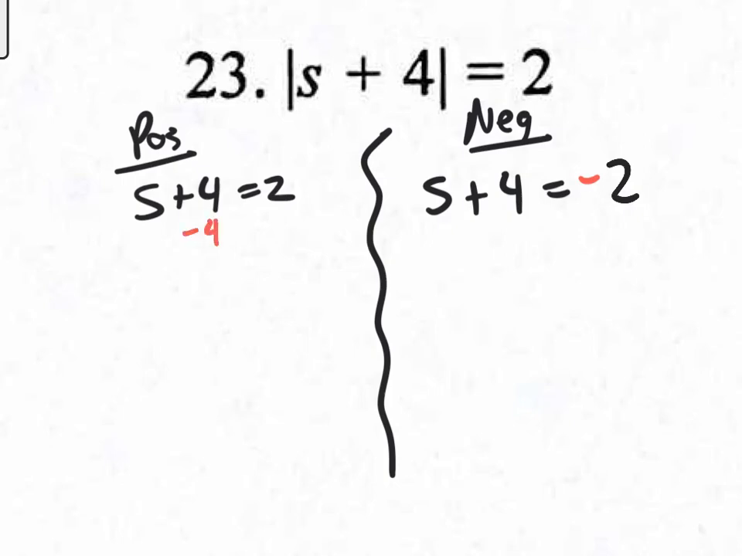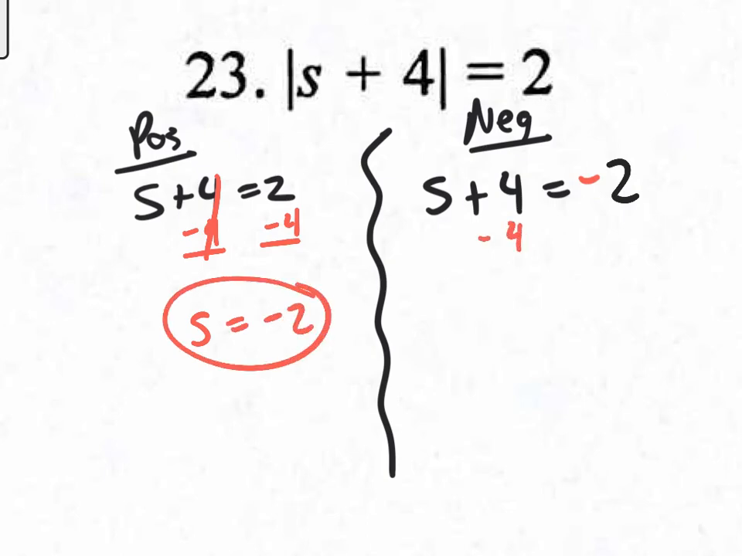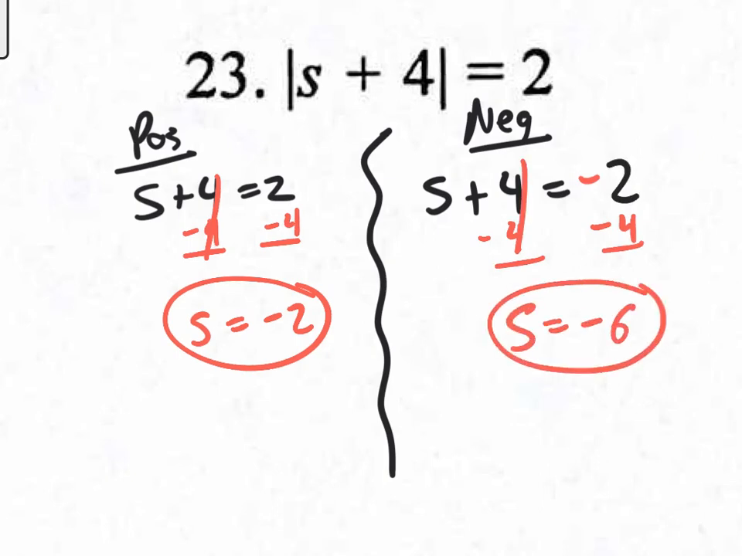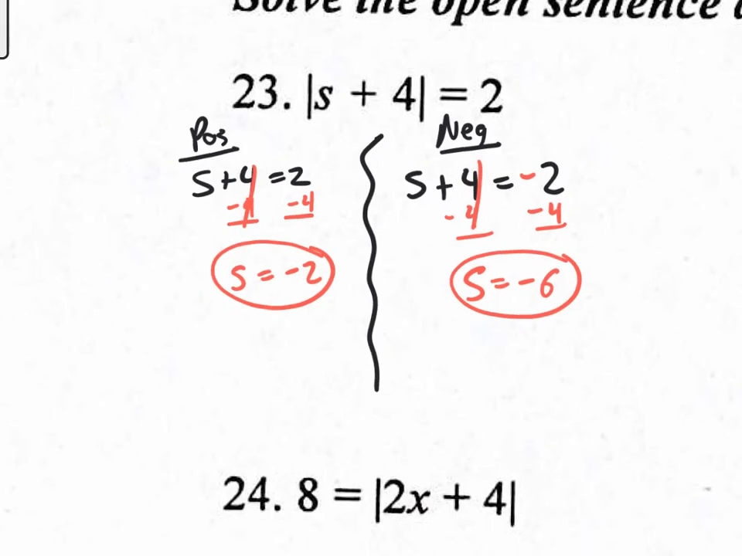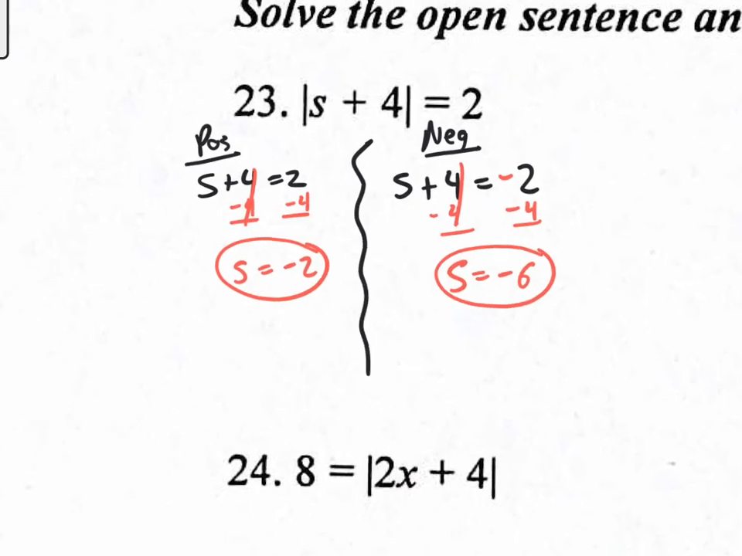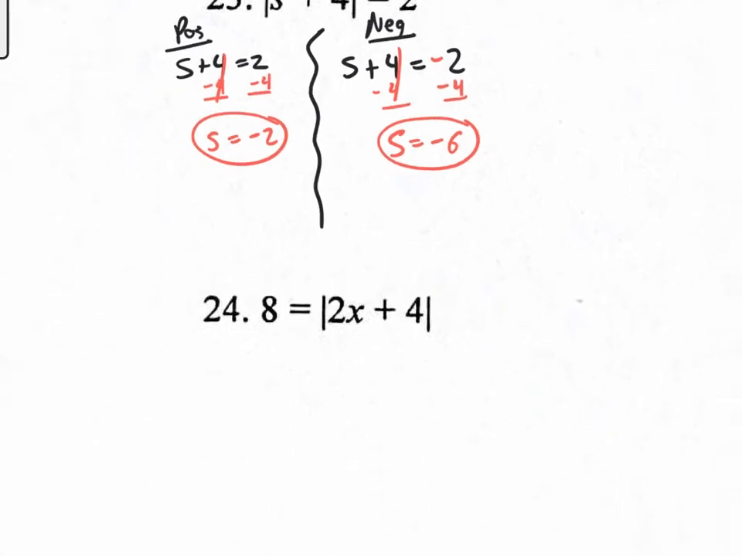So if I subtract 4 and subtract 4, I will get s equals -2. That's one answer. Subtract 4, s equals -6. That's another answer. So your two answers for number 23 are -2 and -6. Okay? Number 24.